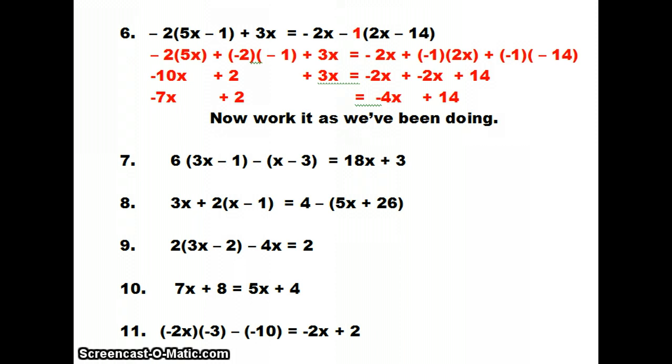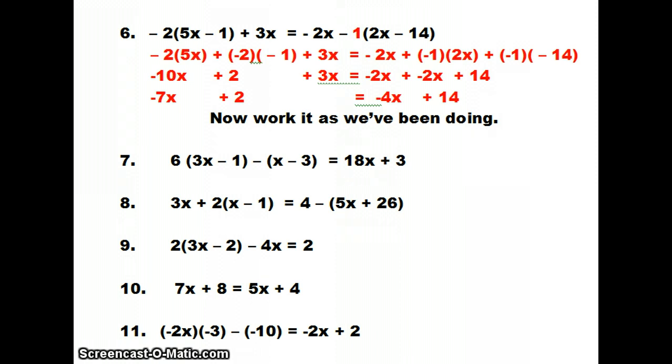So on the right-hand side, we're going to have -2x and then plus our -1 times 2x plus the -1 times the -14. We've got to remember that when there's a sign in front of that number, it goes with it. In this case, it's a negative sign, so it has to go with that -1. When we go through and multiply now, we get -10x plus 2 plus 3x on the left, and -2x plus -2x plus 14 on the right. So we've done step 1, which was to multiply things out, simplify it, and get rid of the parentheses.